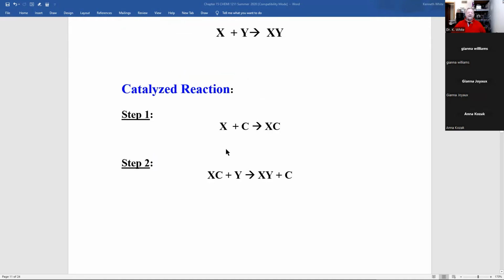So what happens when you have a catalyzed reaction, you're using a catalyst to speed up the rate of reaction, how fast you make things. X can react with C very quickly to make XC. And now XC reacts very quickly with Y to make XY, and you get back also C. So the overall reaction is X plus Y makes XY. But by going through these 2 steps with the catalyst, it goes a lot quicker.